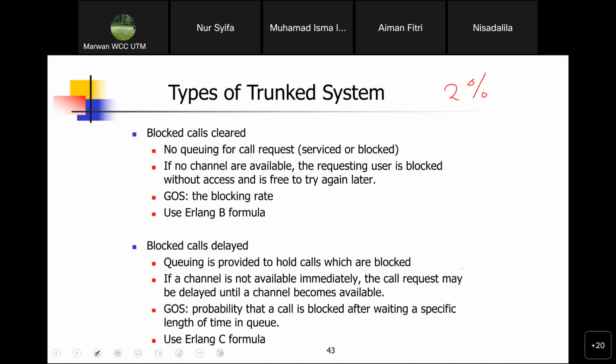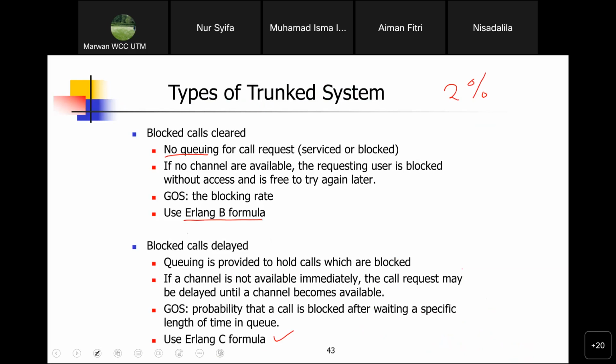So there are two types of trunking system. One, the one that we use the Erlang B formula. The second one is Erlang C, the Erlang C formula. Okay, so the first one is block. What does it mean? It means that there is no queuing, no waiting, no delay. When you try to make a phone call, it is straight away dropped. So this is what we call a block call.